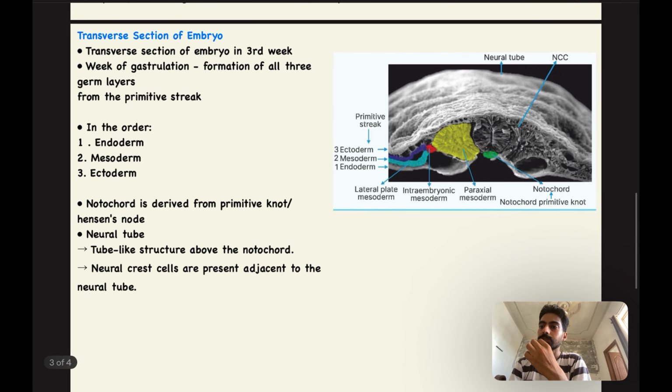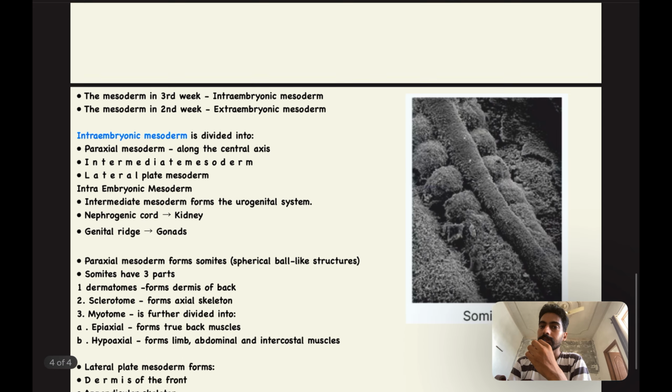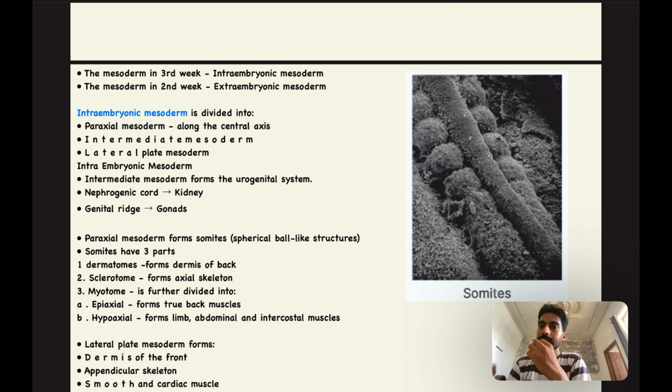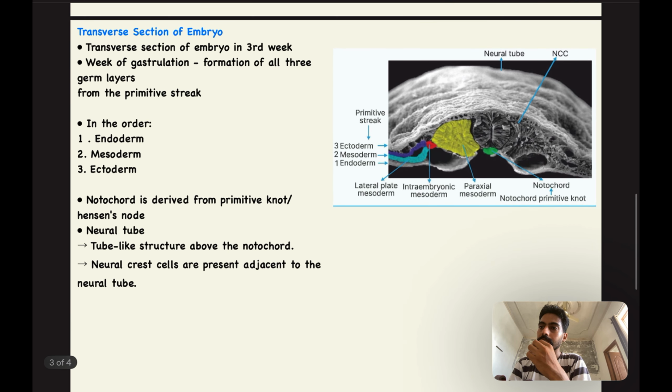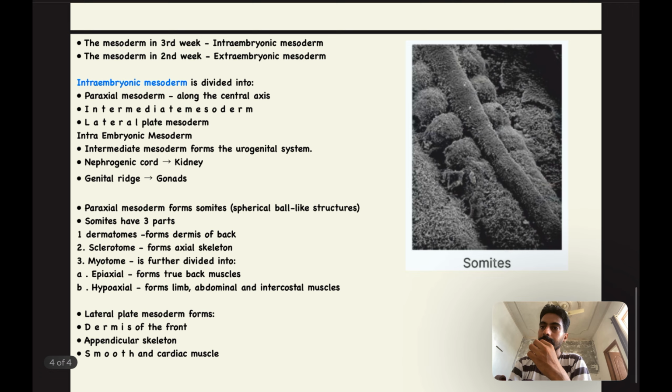So now let's talk about mesoderm. The mesoderm is divided into two parts. If the mesoderm is in the second week, we call it extraembryonic mesoderm. If it is in the third week, then we call it intraembryonic mesoderm. Now we are talking about the third week, so we are going to talk about intraembryonic mesoderm.